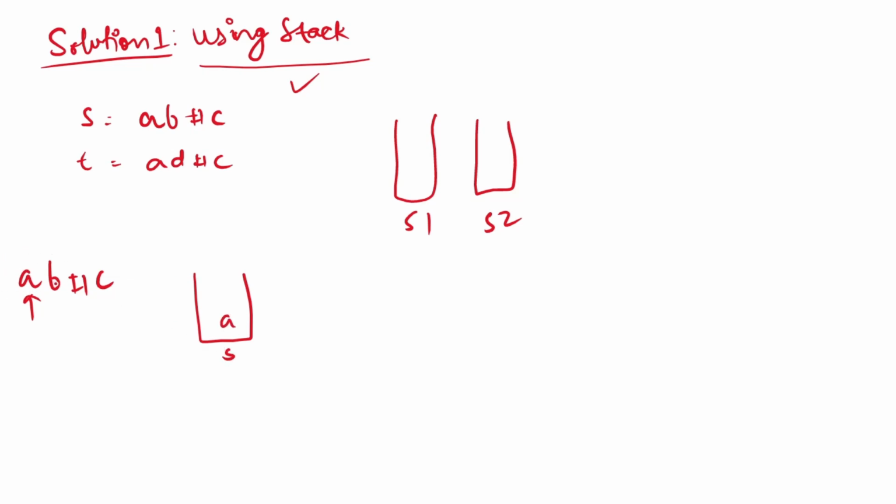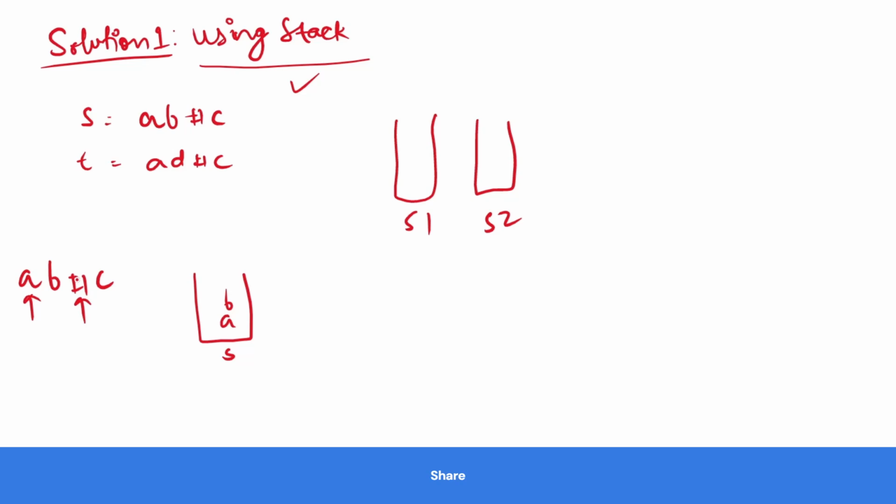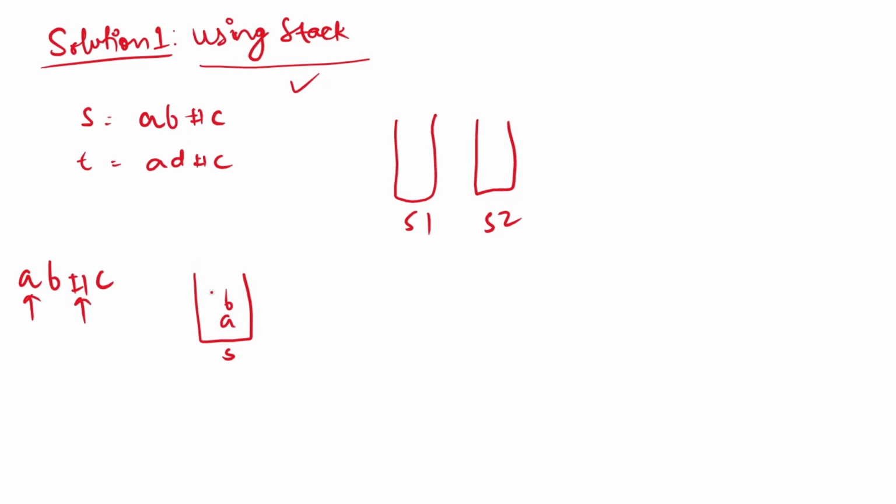Let's say this is the stack. If the character is not a hashtag, then I will add it to my list. If it is a hashtag, then I will pop out my last character. I will pop out this. Now this is not a hashtag, so I will add this as well. After traversing the whole string, I will reverse it because it is stored in this order. So this will be my string. Now I can compare it with the other string.